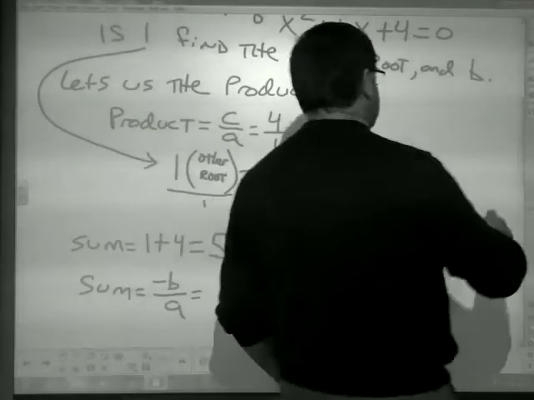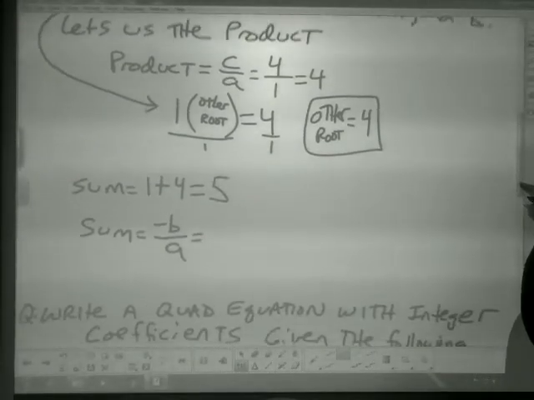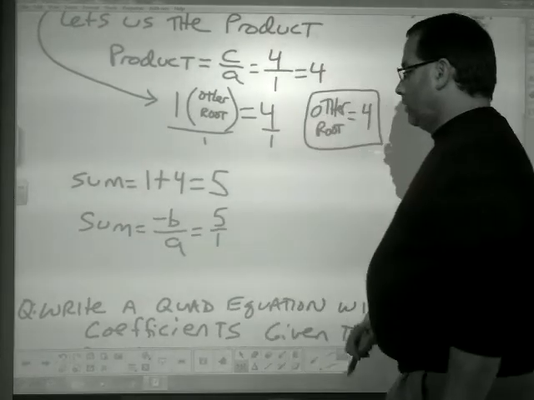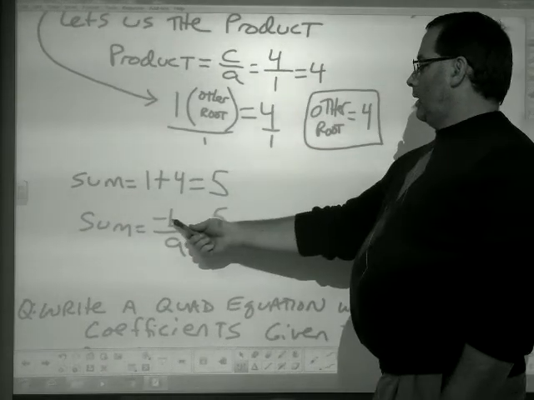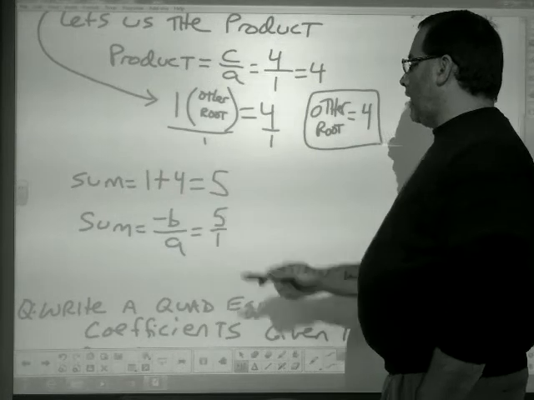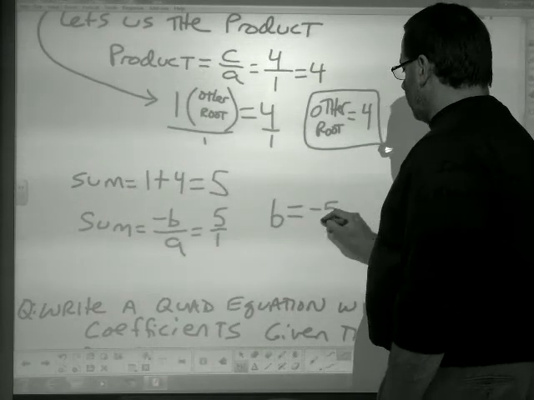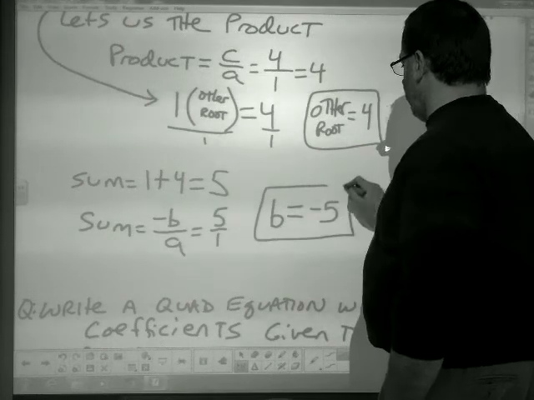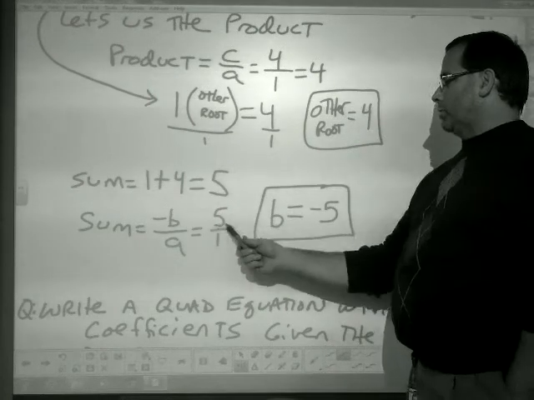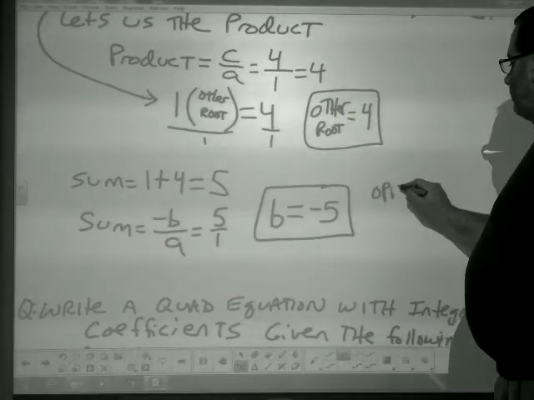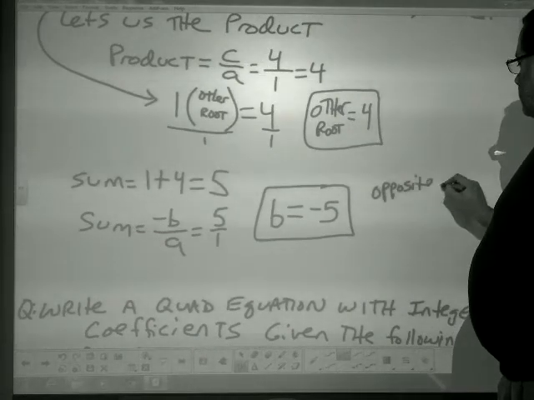So that sum is negative b over a. Well, that's 5 over 1. So opposite b is 5. So b must be negative 5. If opposite my b value turned out to be positive 5, b is negative 5. You gotta keep track, it's going to be the opposite sign.